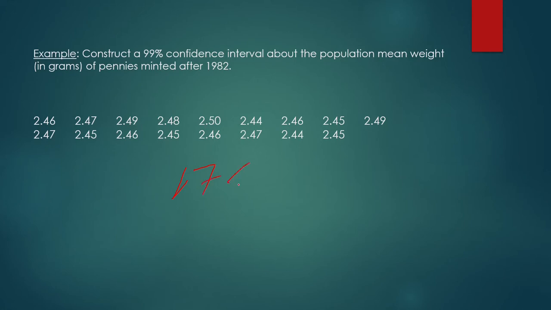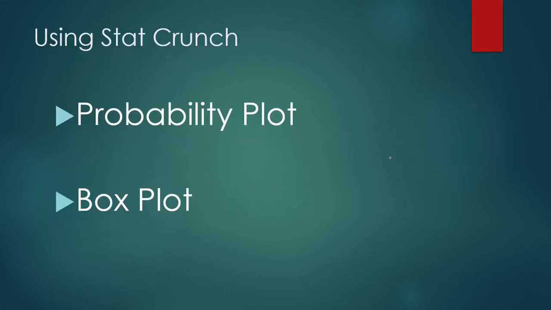That is less than 30, we have to do some additional things. We have to check the probability plot to make sure it's approximately normal. We have to check the box plot to make sure there's no outliers.